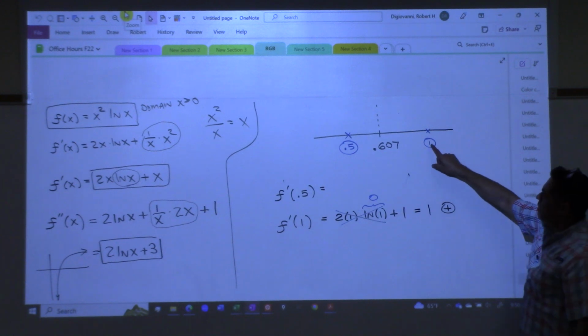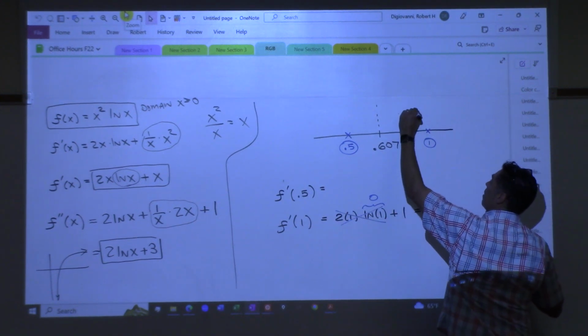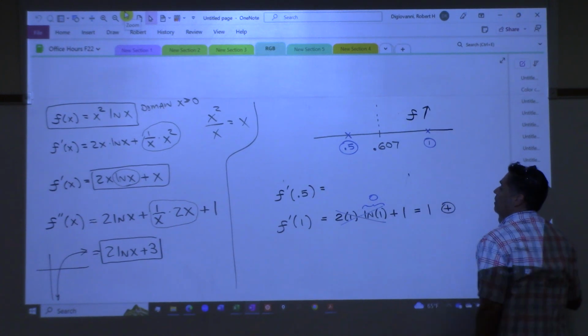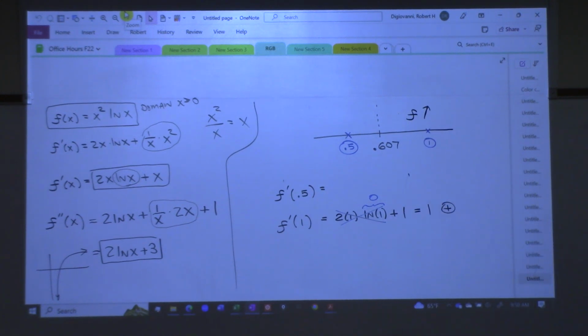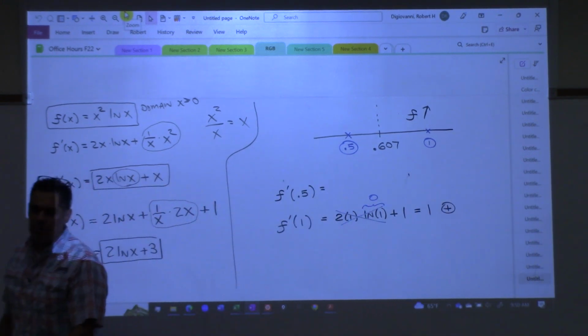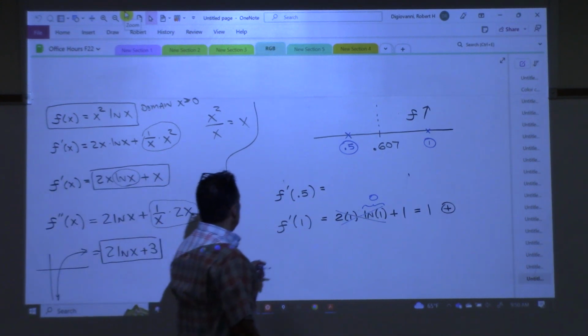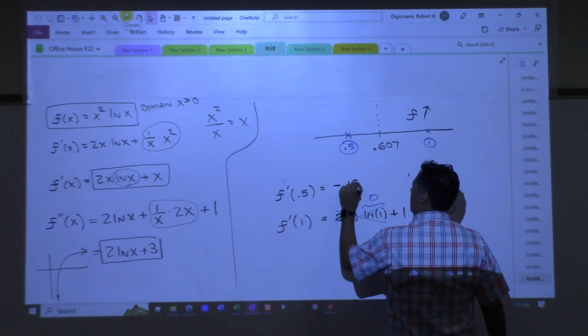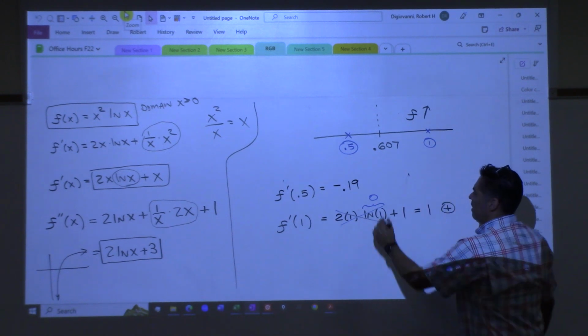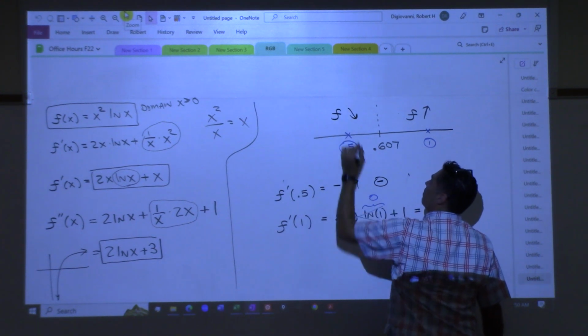So at 1, when I plug that test point into the derivative, I get a positive answer that tells me my original function goes up here. I still have to plug 0.5 into the derivative. And if you do that, you should get a negative. I don't know, though. You have to check it. What'd you get? Negative 0.19. Okay, so it is negative. So it's a negative number. What does that tell me my original function is doing here? Going down.